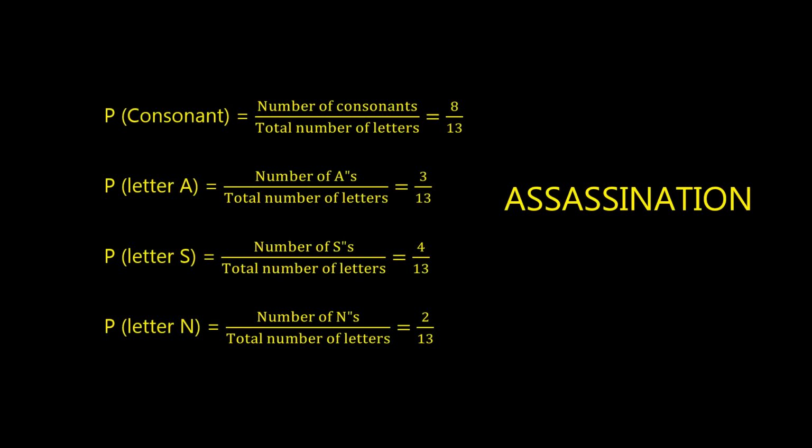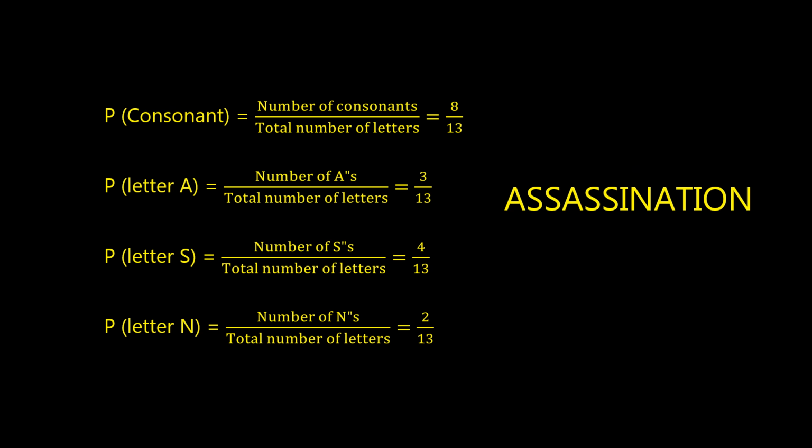So P of consonant is equal to total number of consonants by total number of letters. Now in this word, the consonants are: A is a vowel, these two are consonants, again A is a vowel, 2 S are consonants, N is a consonant, T is a consonant, and N is a consonant. So totally 7 consonants are there. Therefore, 7 by 13 is the probability of getting a consonant.